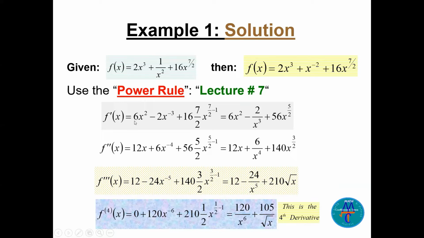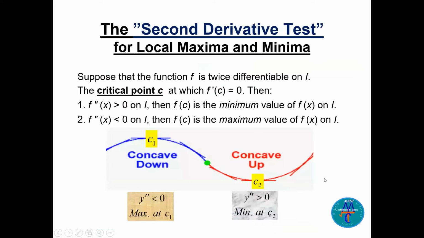So I will do the first one here. 6x squared minus 2x to the power minus 3. 16 we leave it, 7 over 2 bring it down, x to the power 7 over 2 minus 1. So when you simplify, you get this f prime. Now find the derivative of this. Easily you can check it, please, yourself. Then you find this answer. Then you find the derivative of the second. You find the third derivative here. And then you find the fourth derivative. This is the fourth derivative of the function f. Please check this question. It's not that difficult.